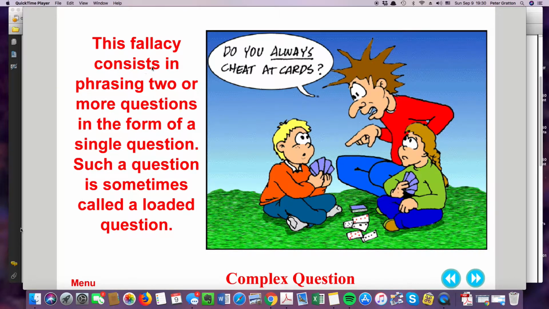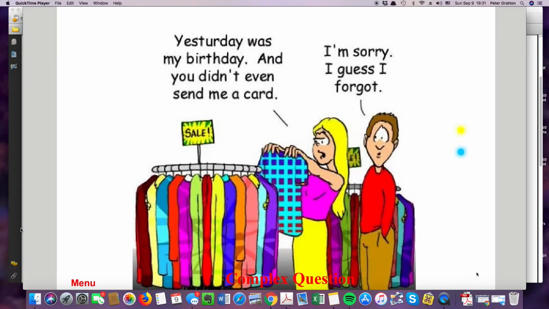So the fallacy consists in phrasing 2 or more questions in the form of a single question, right? So the first question would be, do you cheat at cards? Then the second question would be, do you always cheat at cards? It's also called a loaded question. That's how we talk about it in everyday English language, right? Oh, that's a loaded question, right? And in fact, in law courts and so on, a defense attorney or a prosecutor, when dealing with witnesses, can object based upon loaded questions.